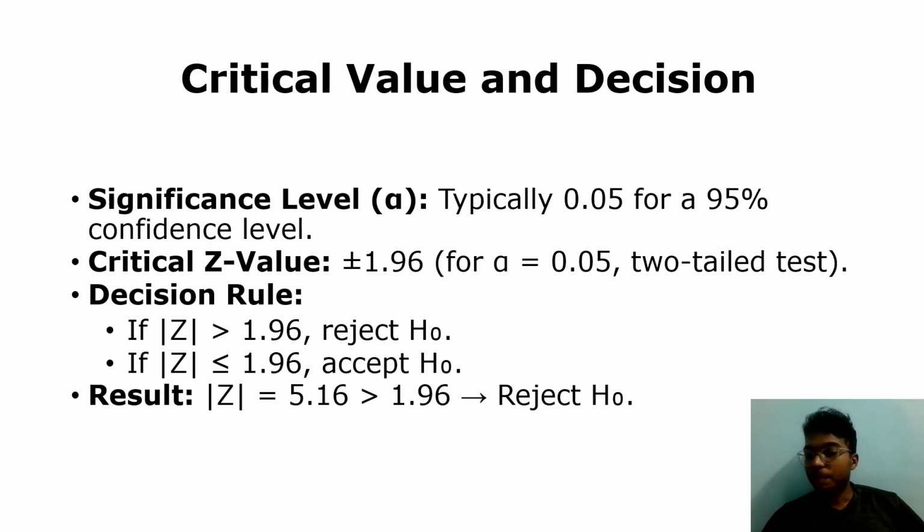Now we'll apply the Z value that we have got here. Basically we got minus 5.16, right? But here we have modulus. So what does modulus do? It converts the negative value into the positive value. That is 5.16. So 5.16 is greater than 1.96. That means reject the null hypothesis. And if it is less than or equal to 1.96, then we have to accept the null hypothesis. But here we have got 5.16, which satisfies the first condition. So we will reject this hypothesis.